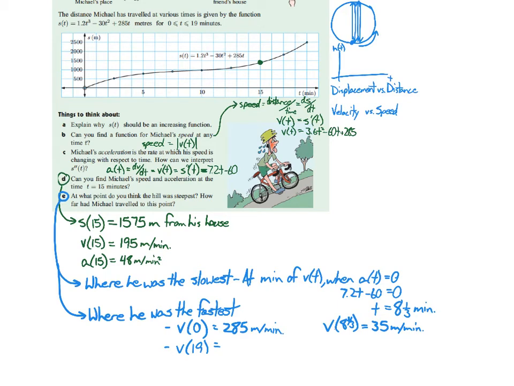Now, because we're going uphill, we know that it's automatically going to be slowing us down. The other thing would be at v of 19, which if you plug that in, you get 444 point something. That's meters per minute. Notice we're going much, much faster.